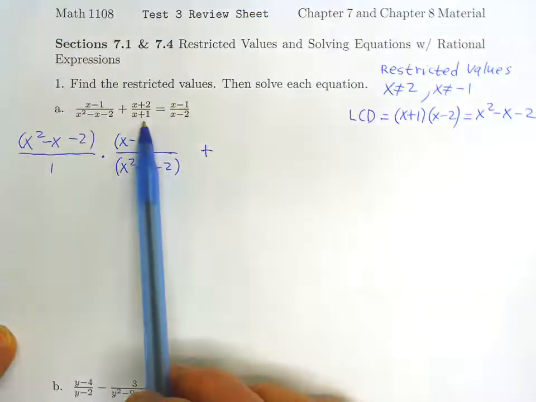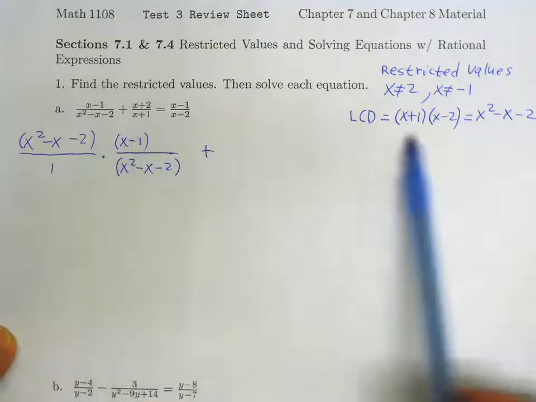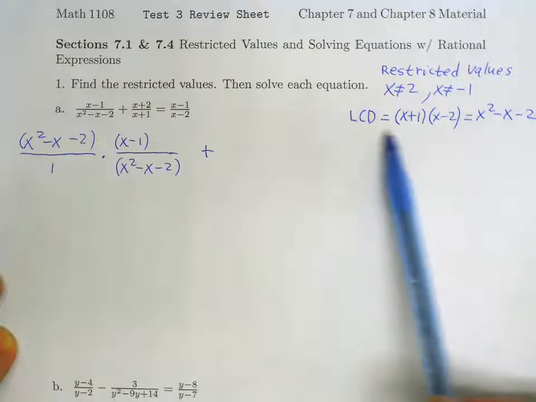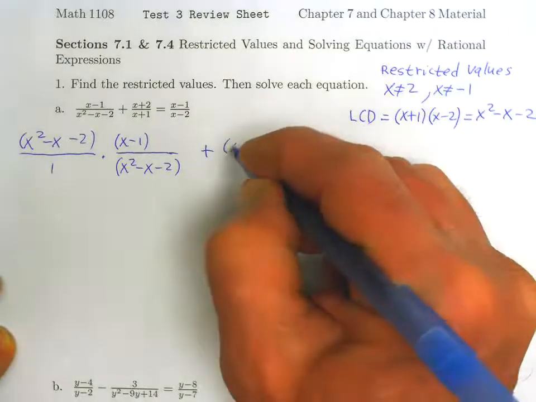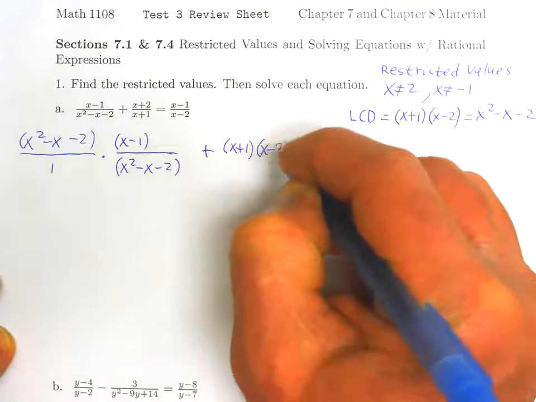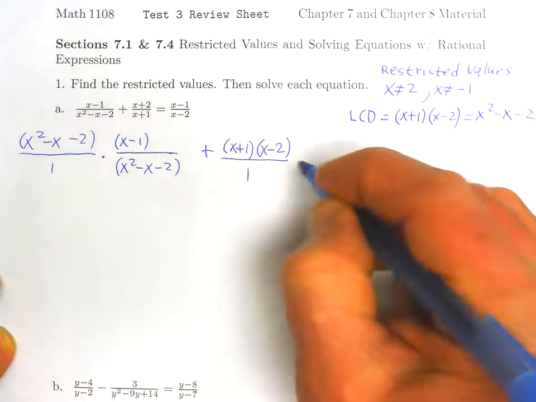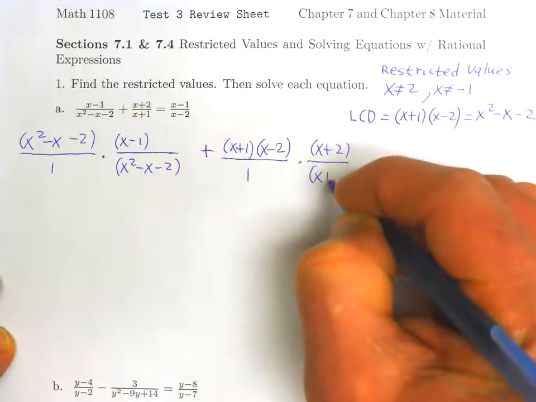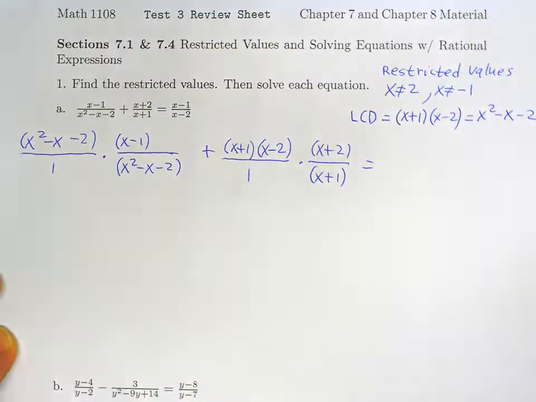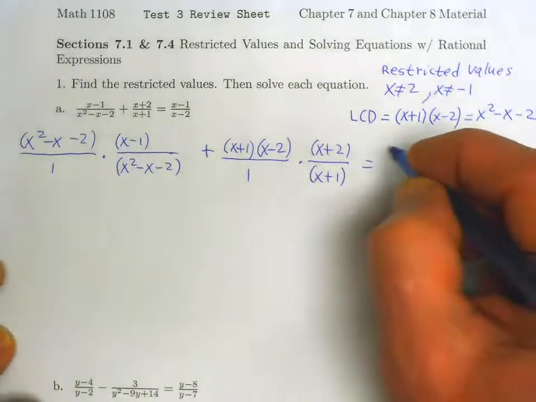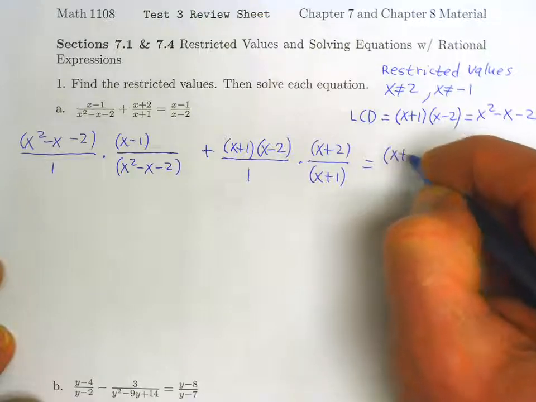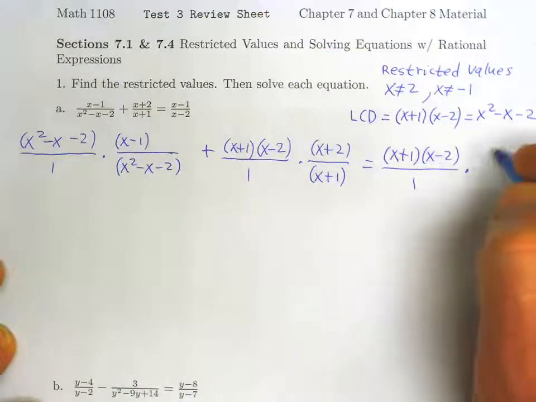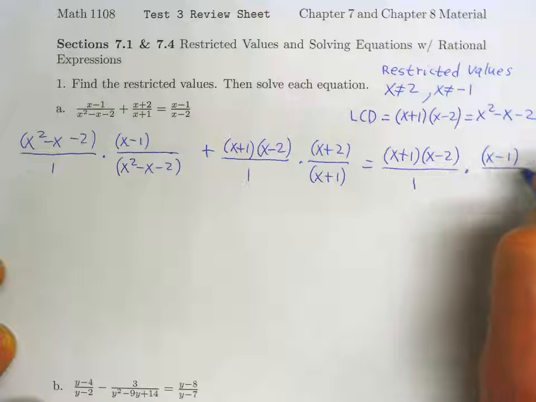Then we multiply the next term, x plus 2 over x plus 1, by the least common denominator. This time I'm going to use the factored form of the least common denominator and write it as x plus 1 times x minus 2 over 1 multiplied by x plus 2 over x plus 1. And then also on the right-hand side of the equation, the least common denominator, x plus 1 times x minus 2 all over 1 multiplied by x minus 1 over x minus 2.